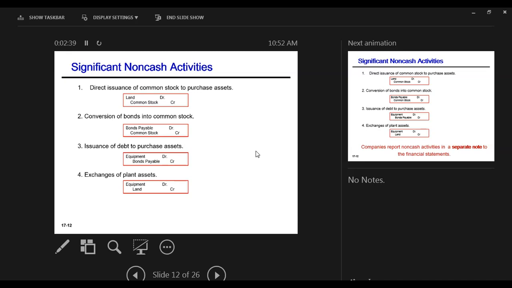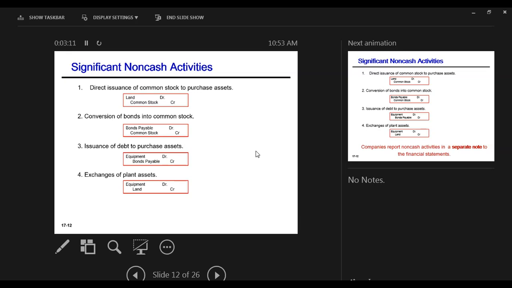Why? Why can you not report them under the cash flow statement? Because they are not related with cash. I told you that if you buy property, plant, and equipment and you pay cash, then it is investing activities. If you do not pay cash, it is not investing activities. So although they are investing activities or financing activities, we cannot report them under the cash flow statement because they are not related with cash.